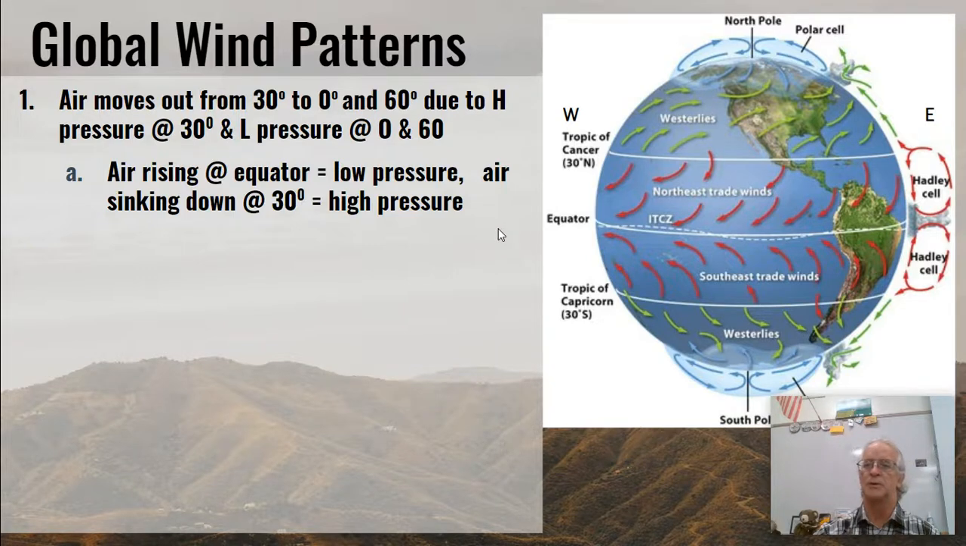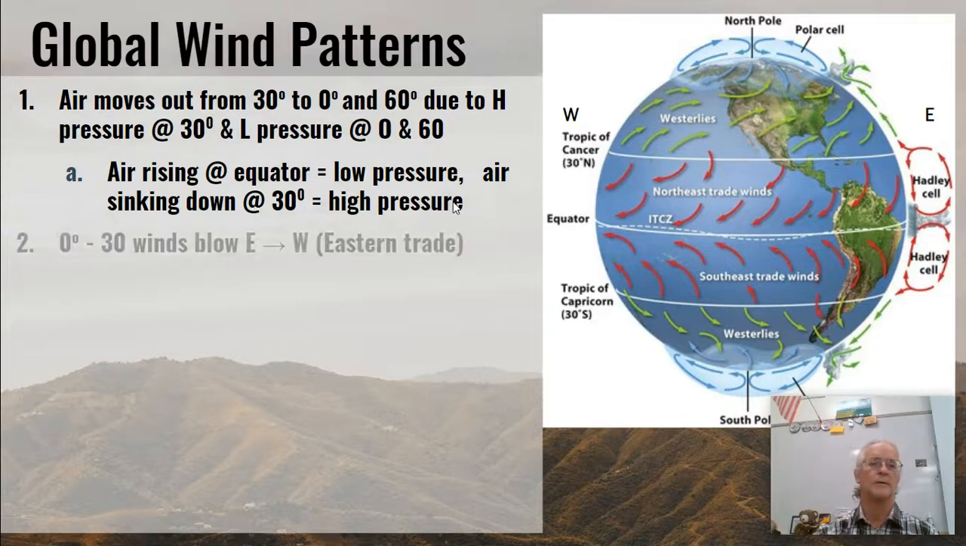But that's basically what you need to remember. If I mention Hadley cell, that's what I'm talking about. It's this cell where air goes up at 0 degrees and back down at 30. Again, lots of moisture, then very dry. 0 to 30, the winds blow from the east to the west, but they're going to curve.